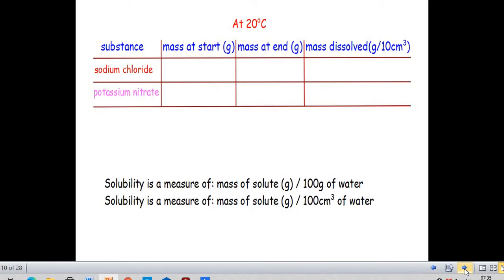So this is our table. You've got the substance, sodium chloride, ignore potassium nitrate for a minute. You've got the mass at the start in grams, you've got the mass at the end in grams, and you've got the mass dissolved in grams per 10 centimetre cubed of water, because that's the amount of water we're using. We're going to look at 20 degrees C water first.